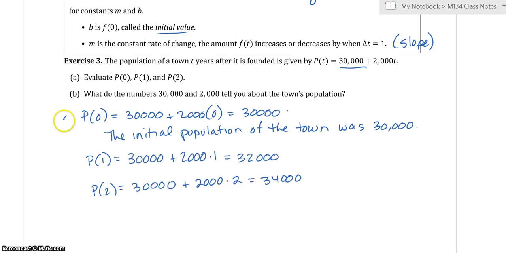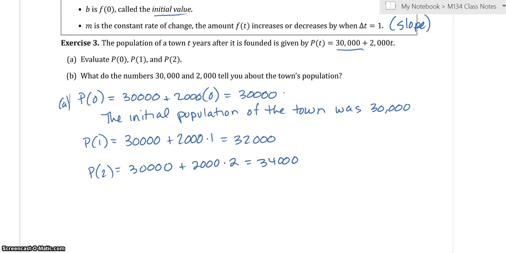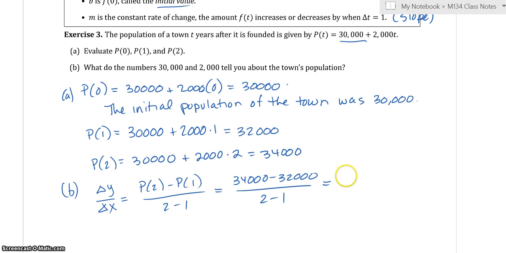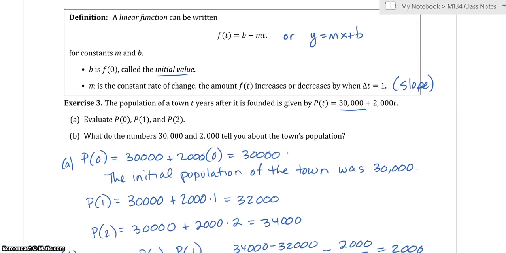So here's part A. P of 1 is 32,000, and here's the work. P of 2 is 34,000. Okay. Let's go ahead and find the rate of change. So I'm going to look at the change of the y, so that would be 34,000 minus 32,000, right? The p of 2 minus p of 1, I could write. Notice how that is 2,000. That is the slope. That is the rate of change, right?